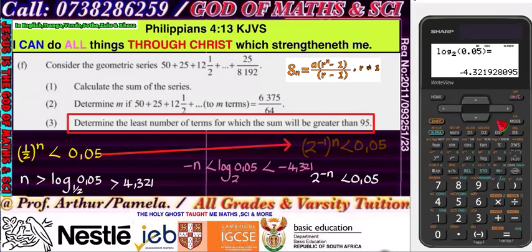Look, the numbers are the same. But when you look at that n, it's actually negative. So you must make it positive by multiplying both sides by a negative. When you multiply by a negative sign, the inequality sign must change direction. Greater than +4.321, which is exactly the same thing. So there we go, I've proven a point.